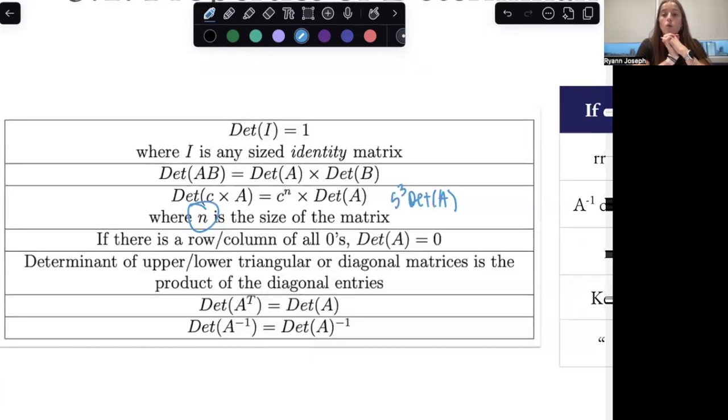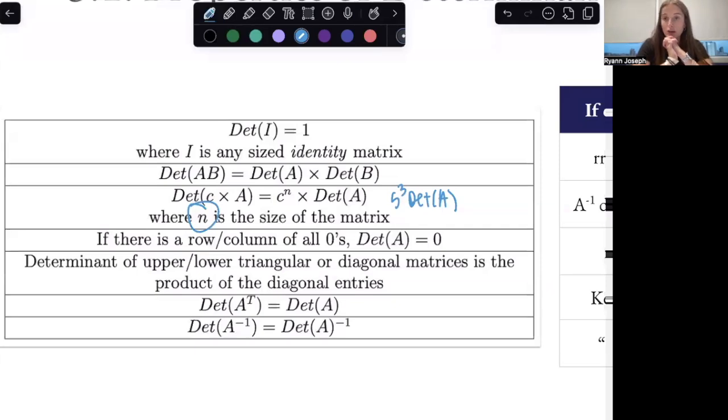If there is a row or a column of all zeros, the matrix can be a huge matrix, but if there's an entire row of zeros anywhere or an entire column of zeros anywhere, the determinant is always going to be 0. Just think product along the diagonal, and that means there's a 0 along the diagonal, and that would make it 0. The determinant of upper and lower triangular or diagonal matrices is the product of the diagonal entries.